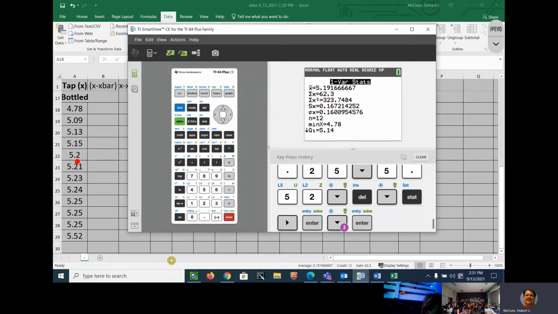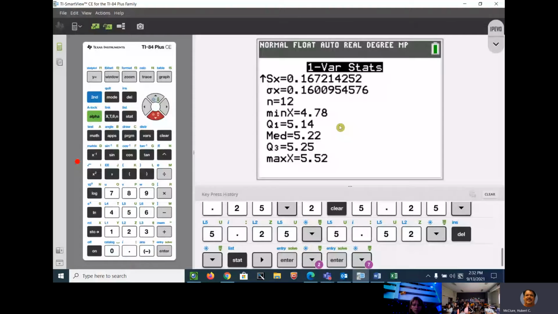Gives you your 5-number summary. Min is 4.78. Your first quartile is 5.14. The median is 5.22. Third quartile is 5.25. And the max is 5.52.